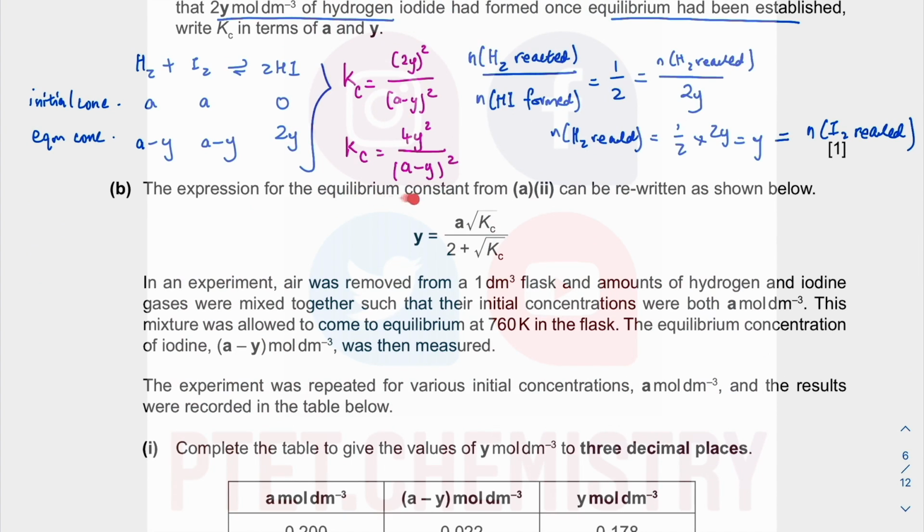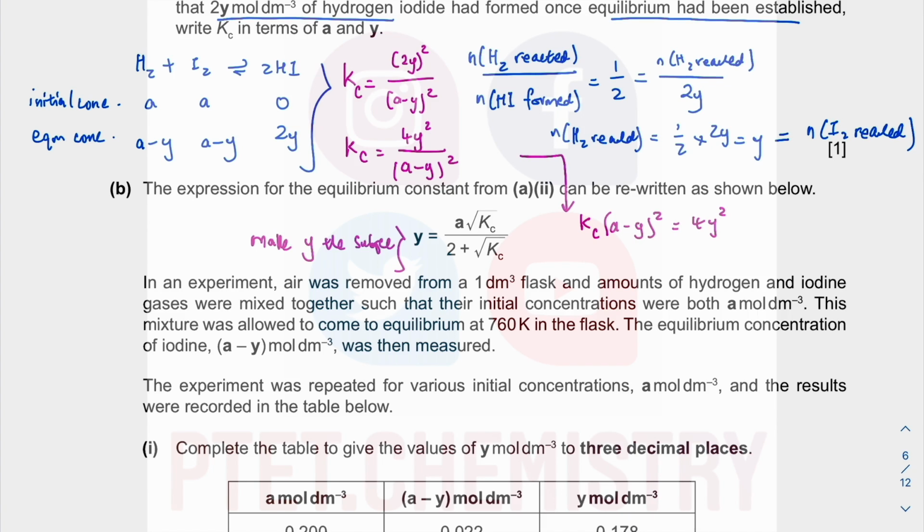The expression for equilibrium constant from part 2, basically this, can also be rewritten. So you want to make y the subject. Basically they're giving you the answer, right? Well, you don't have to, but I'm just saying that this is the answer. You can get Kc from this as well, alright? So if I start from here, this is not what the question asked. I'll just do it anyway. So Kc times A minus y squared is equal to 4y squared.